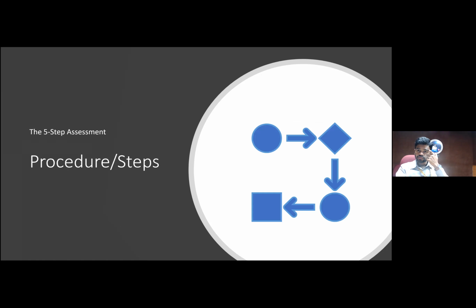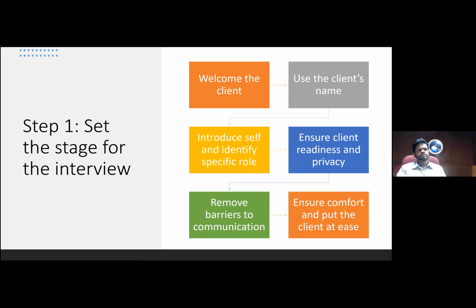Right. So now we will go to the 5-step process that we have in psychological first aid. Right. So the first step will be to set the agenda, setting the stage for the interview, right? So once the client comes in, you greet them with their name so that they feel comfortable. Like, somebody calling your name will put the other person at a lot of ease, right? Then introduce yourself and identify your specific role.